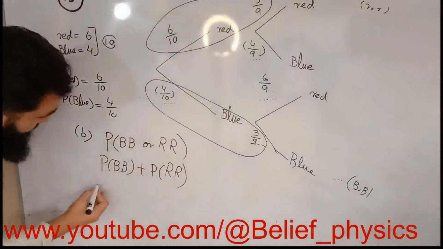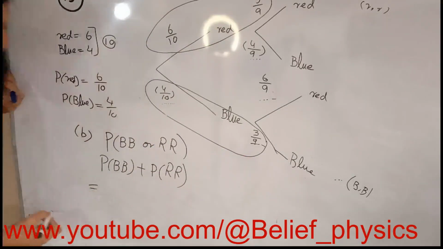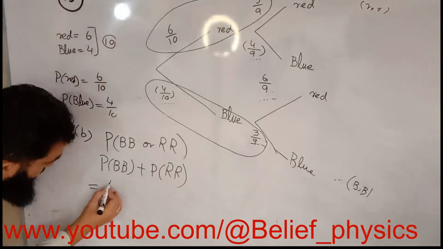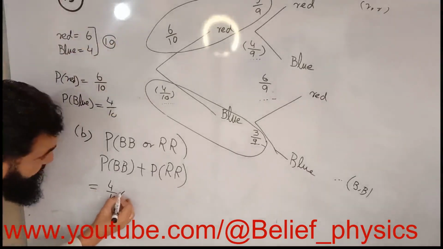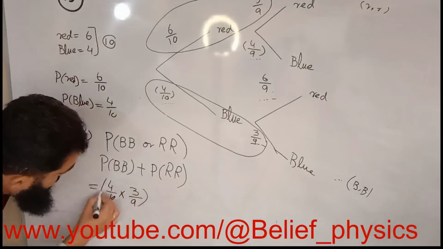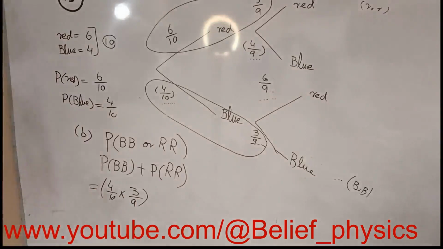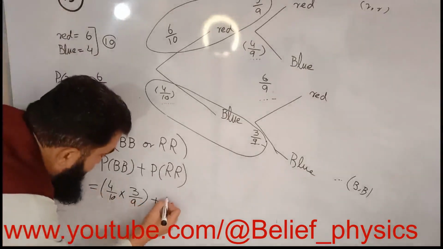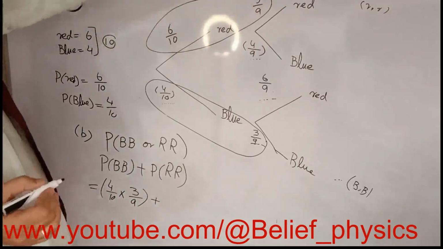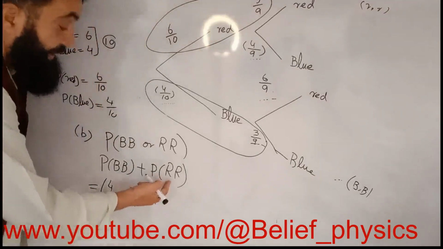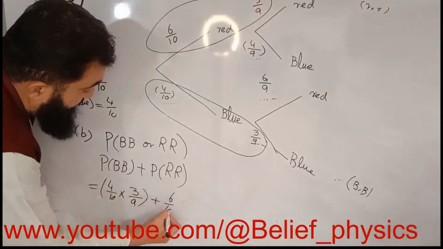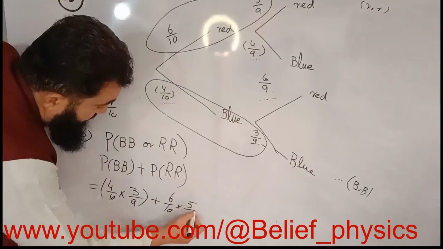So this will become the probability of blue, which is 4 over 10, into 3 over 9. This is the probability of blue. Plus the probability of red. Red is here 6 over 10, and this is 5 over 9. Same direction, so multiply, because it is red and red. So this will become 6 over 10 multiplied by 5 over 9.